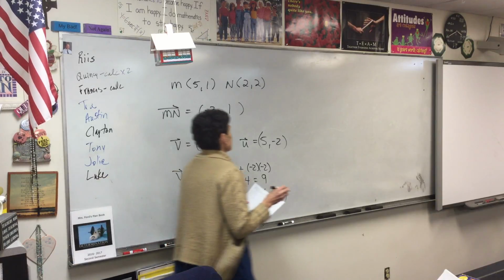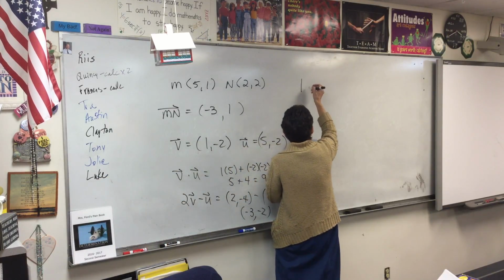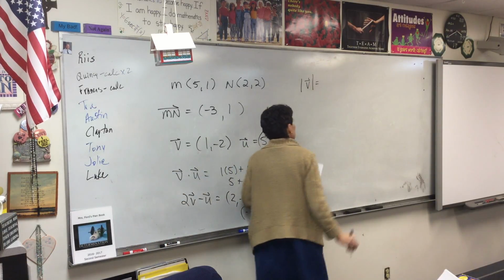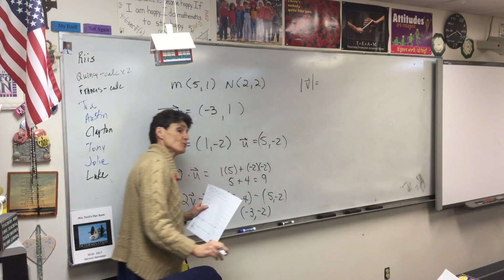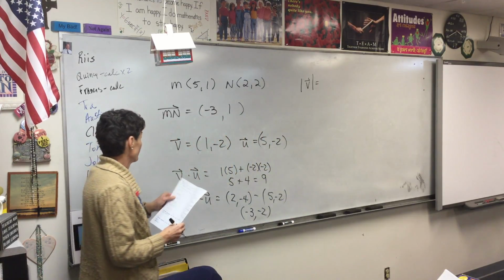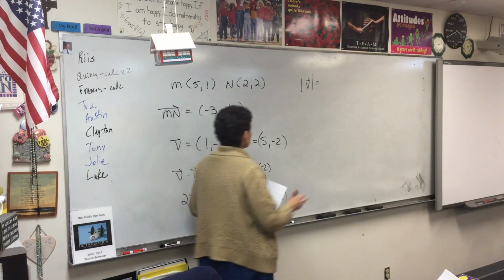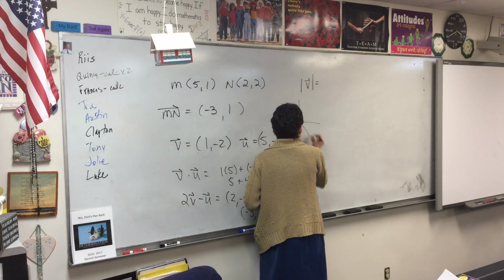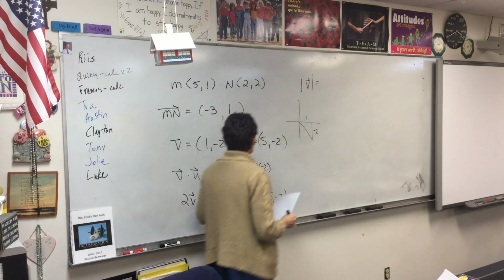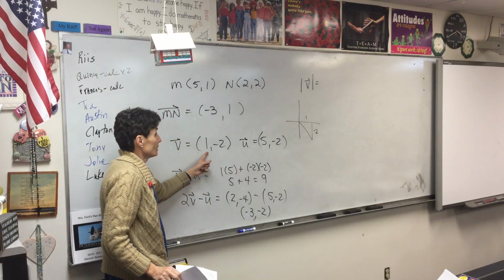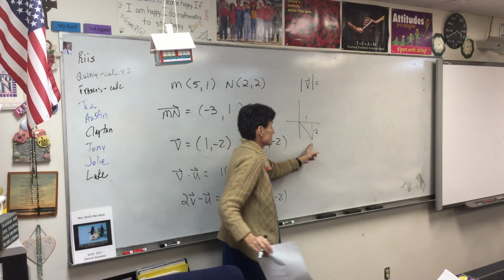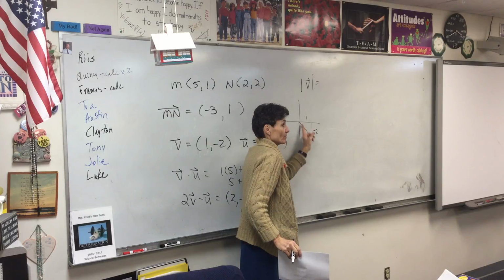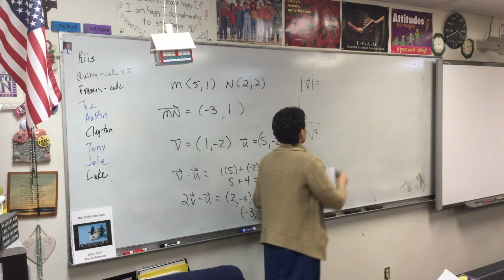All right, what does C mean? What does this notation mean? The magnitude. And magnitude, remember, means Pythagorean theorem, right? So V is the vector over 1 down 2. So how long would it be? What's its magnitude? What's its length? Pythagorean theorem says root 5.